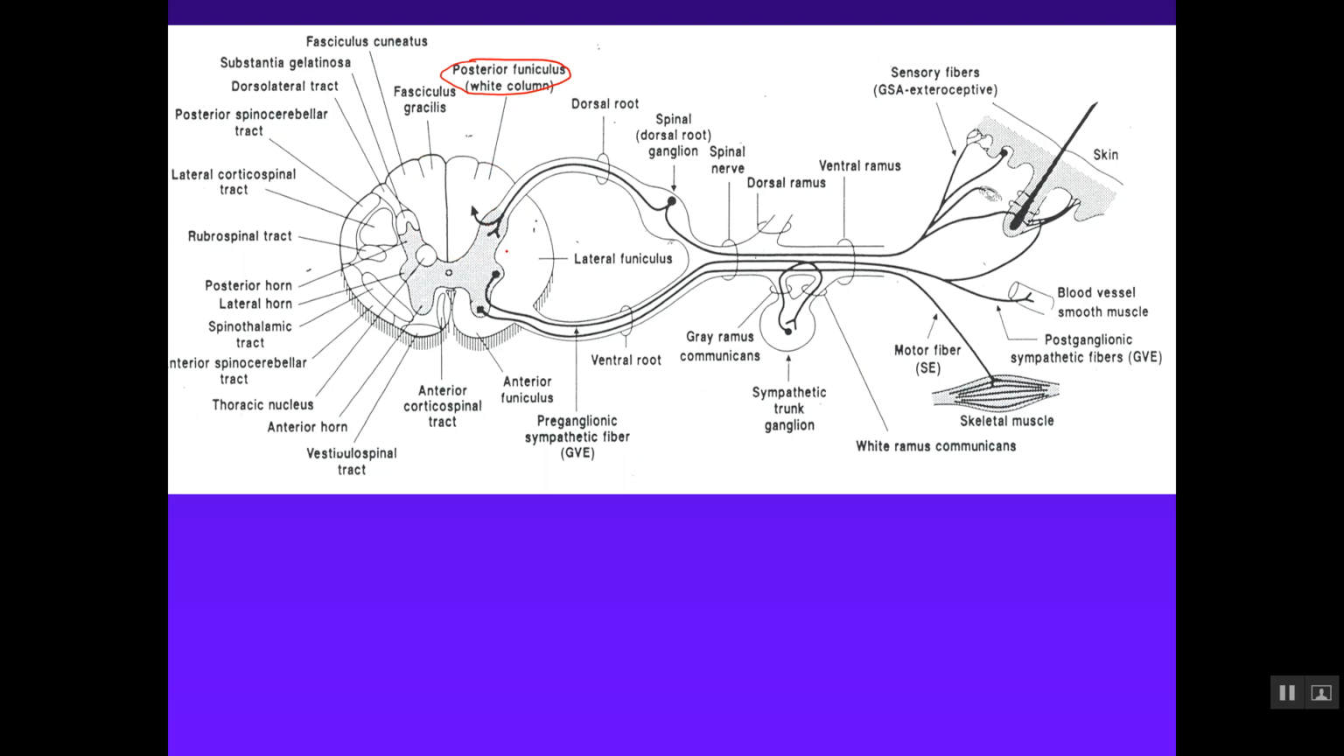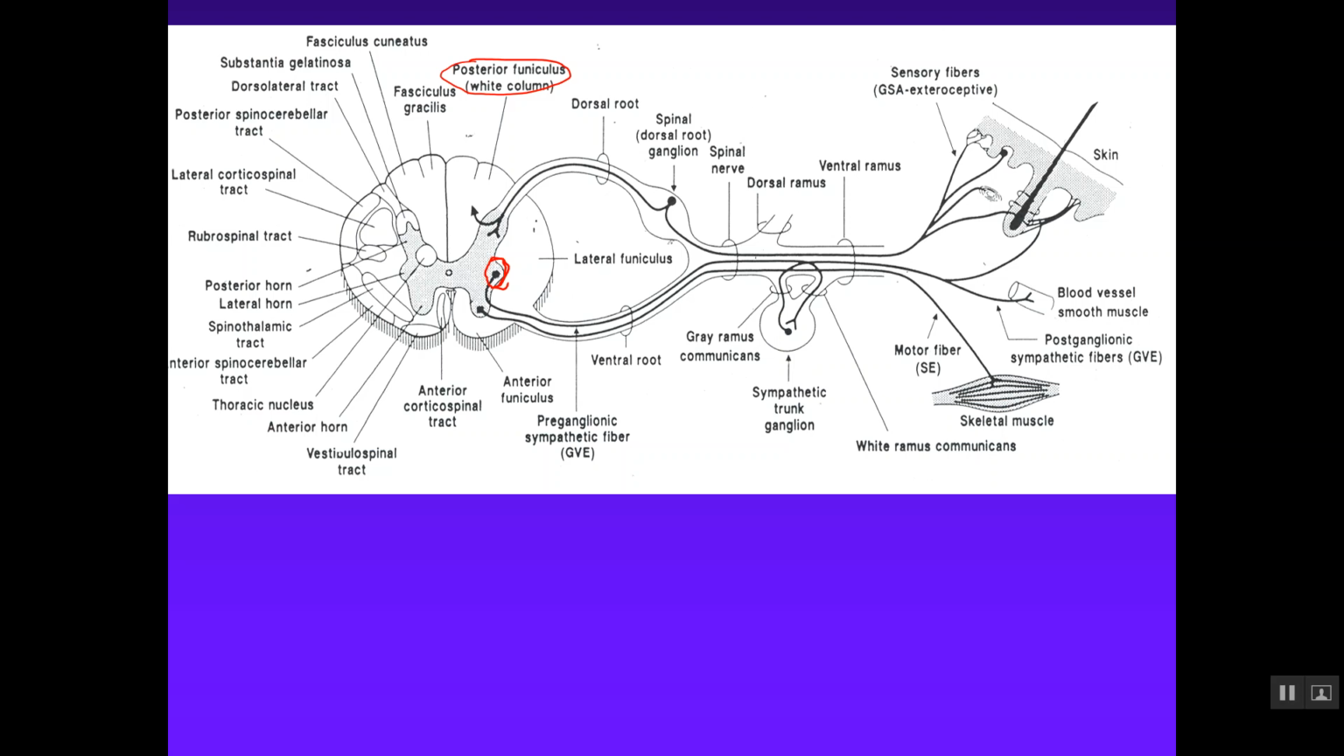This is a thoracic level spinal section. The reason you know it's thoracic level is because it has that little lateral horn right here, which is associated with where the cell bodies of the preganglionic sympathetic neurons are located. So that's how you know it's a thoracic level.